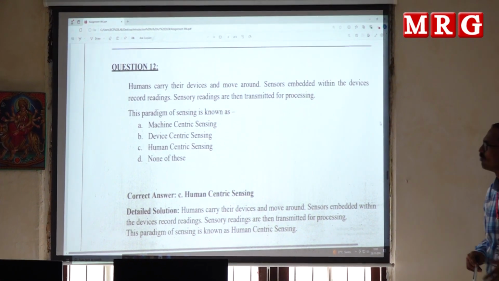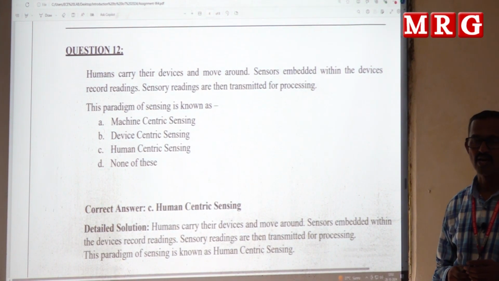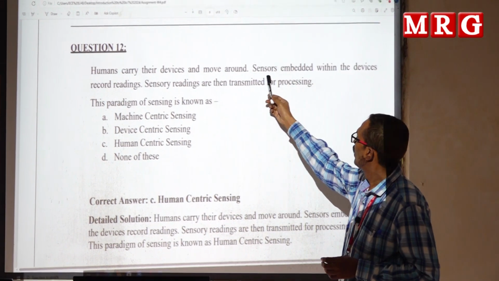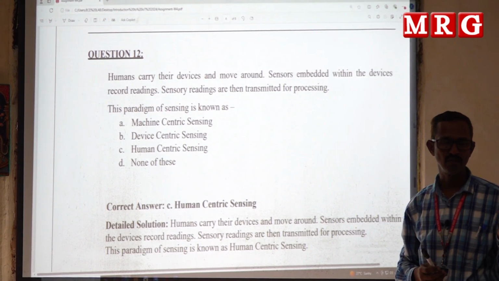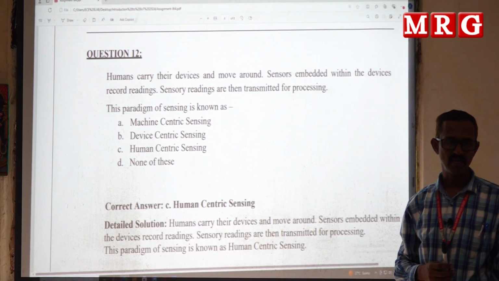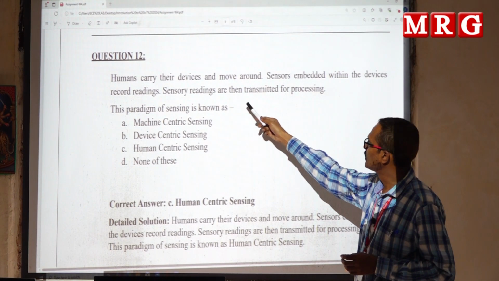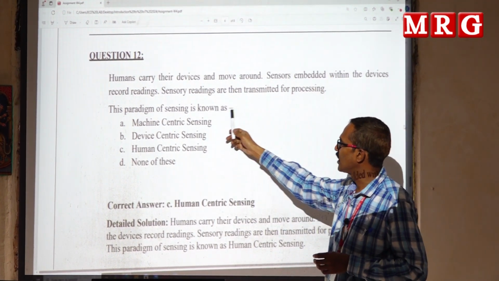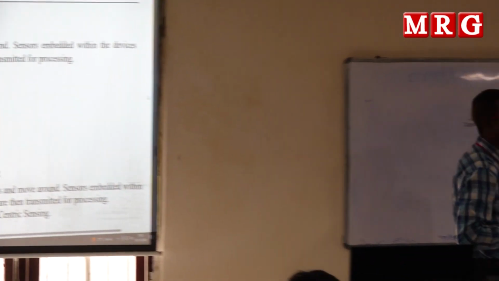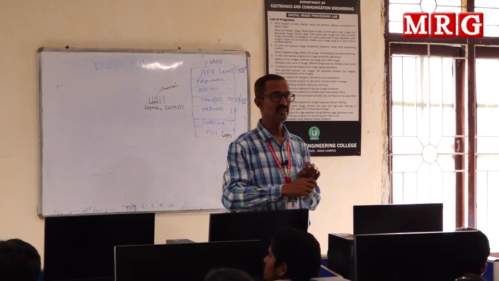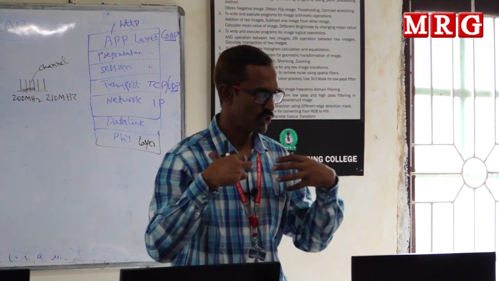Humans carry their devices and move around. Humans carry our mobile phones. Mobile phones we always carry with us. Sensors embedded within the devices record readings. Your smartphone also has inbuilt sensors, accelerometer, gyro sensors. So sensor readings are then transmitted for processing. The paradigm of sensing is known as what? Human-centric sensing, because the sensors are deployed in the devices which are attached to the humans.